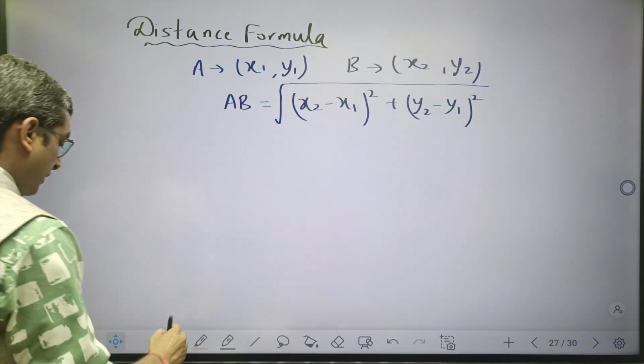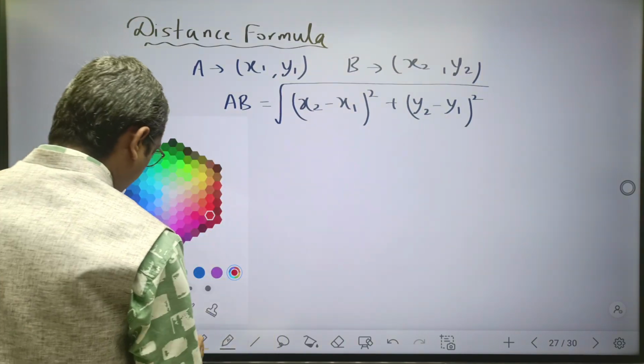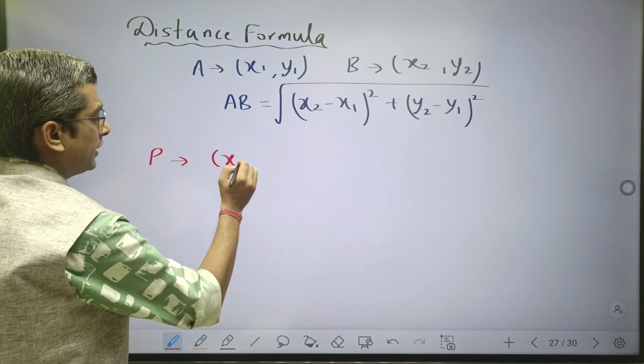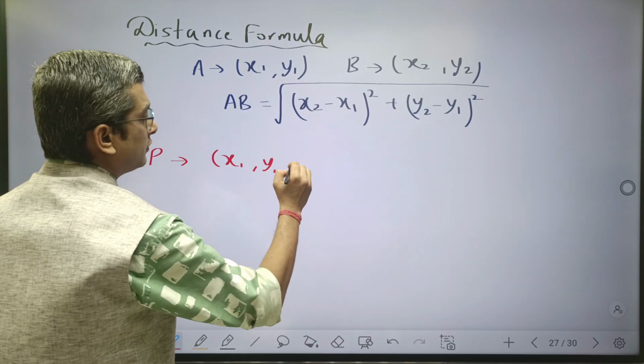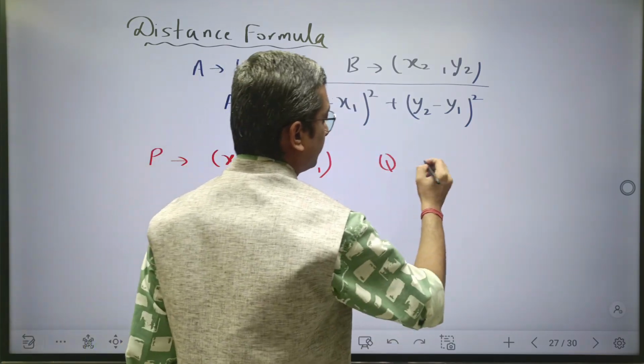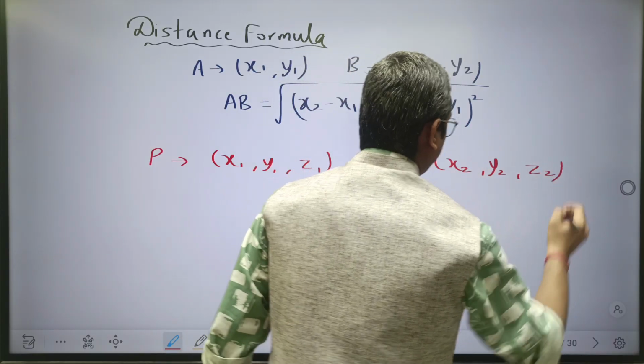Now suppose there is a third coordinate as well. Now we have to find the distance, where point P has coordinates x1, y1 and z1, and point Q has coordinates x2, y2 and z2.